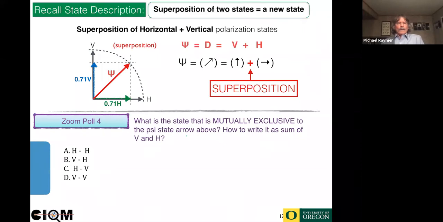I'm going backwards now into what we did several weeks ago. So don't get confused, because here I'm going back to a single photon. This is a single photon and it's in a state which is D. So D is equal to V plus H, which you can also draw this way, vertical arrow plus horizontal arrow. And if you want to put in the coefficients, it's 0.71 H, 0.71 V. Because remember, if you square those numbers and add them together, you have to get 1. So we did that before.